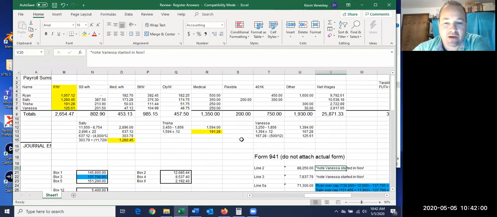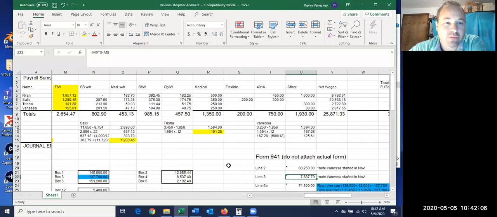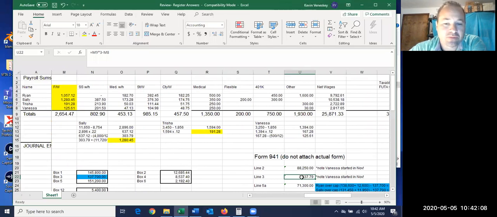That's how I got the amount for line 2. Line 3, I did the exact same thing. Went over here to my federal withholdings, multiplied it by 3, and then took out 1 paycheck for Vanessa not working in October.